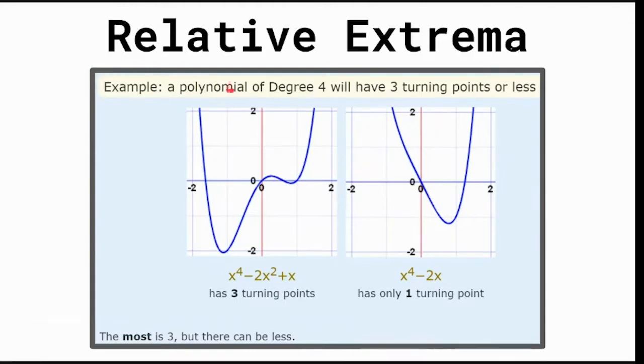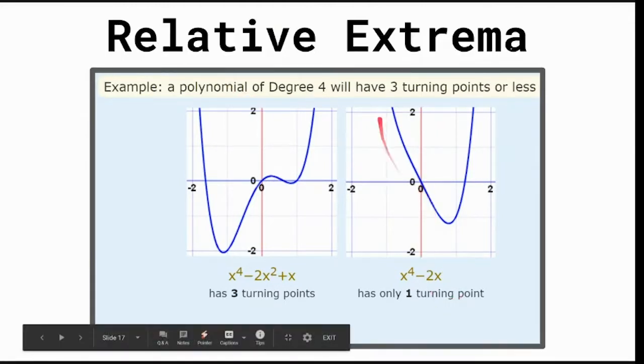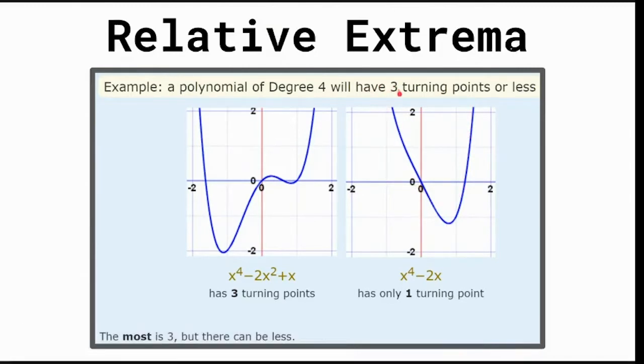But you could have less than it. For example, this one's x to the 4th here, and there's only 1 turning point. That is possible. That's why it says you can have 3 turning points or less. You cannot have 4. You cannot have 5. If it's a degree 4, it limits it at 4 minus 1, which is 3.